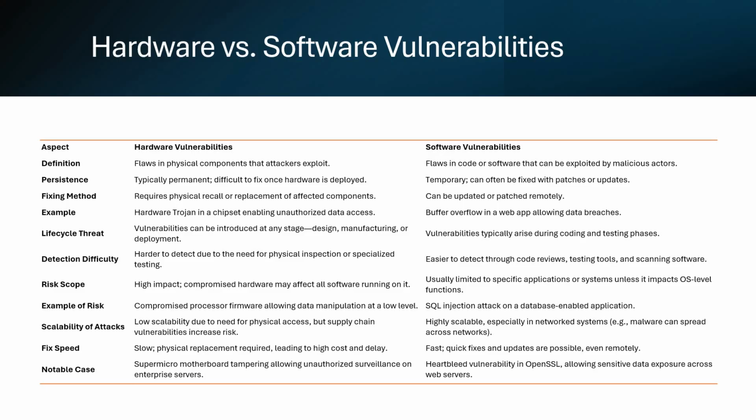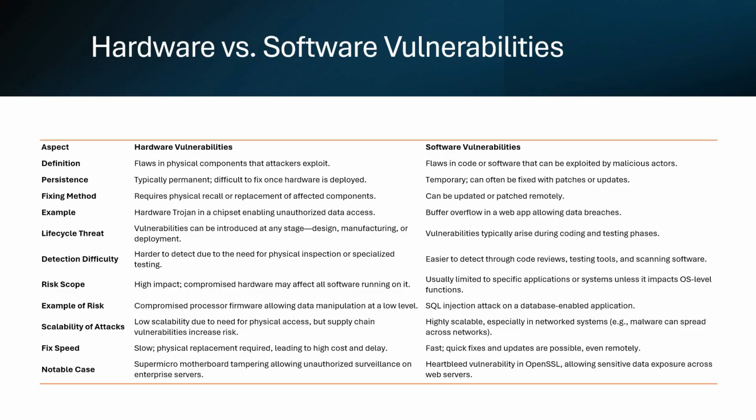An example can be very simple. A hardware Trojan in a chipset enabling unauthorized data access is a simple example. Understand, it's attacking the processor and the chips right away. A buffer overflow in a web app allowing data breaches is a software vulnerability example.